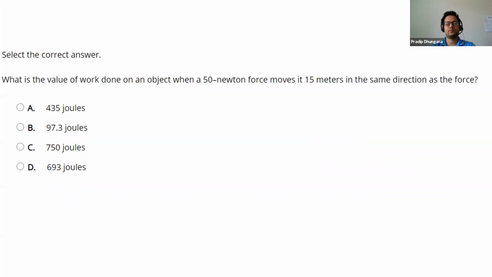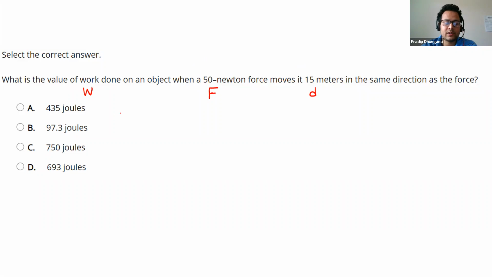Now let me go to the next question. At first I'll work through this problem, and the next problem you will work on your own and answer it. What is the value of work done? So we have to calculate work done. I'll write work done as W. On an object, a 50 Newton force, so force is 50 Newton, moves it 15 meters, so displacement is 15 meters in the same direction as the force. So the direction of force and displacement is the same.